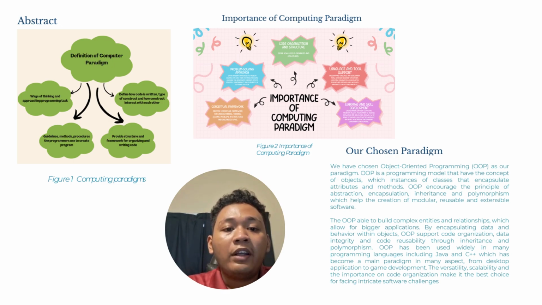Thirdly is how we provide structure and framework for organizing and writing code. By providing a structure and framework, we ensure our code is organized and proper way we tackle our codes. And lastly is how we define our code written type of construct and how construct interact with each other. Secondly, what is the importance of computing paradigm? So for the importance of computing paradigms, there are five.